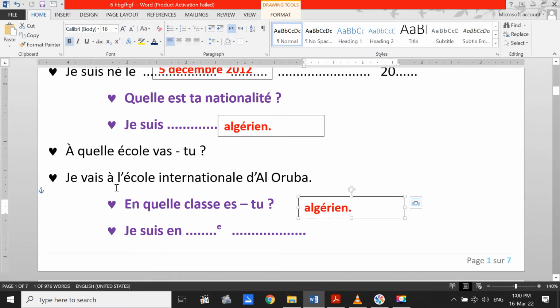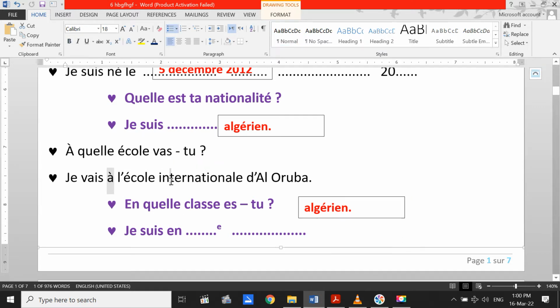Donc, je vais à l'école internationale d'Al-Uruba. Je vais à l'école, there's no other option because we are in Al-Uruba International School. Je vais à l'école, I go to school, to the school, and this is international, d'Al-Uruba, of Al-Uruba.